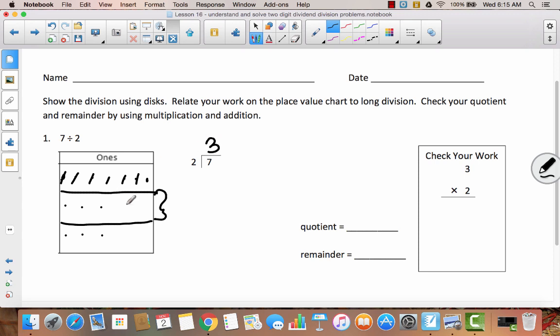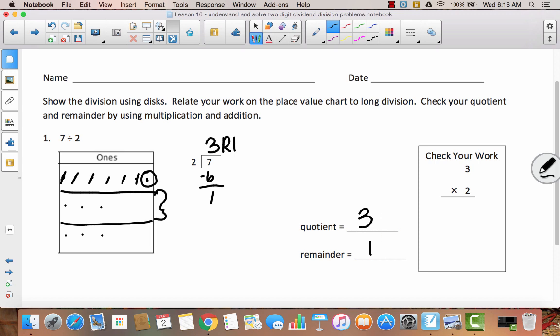Now I distributed 3 twice, so 3 times 2 is 6. When I subtracted, I'm left with 1. This tells me that I had a remainder of 1. I like to circle that so that it stands out. So my answer would be 3, remainder 1. So what was my quotient? Well, a quotient is the answer to a division problem. So my quotient was 3, and my remainder was 1.